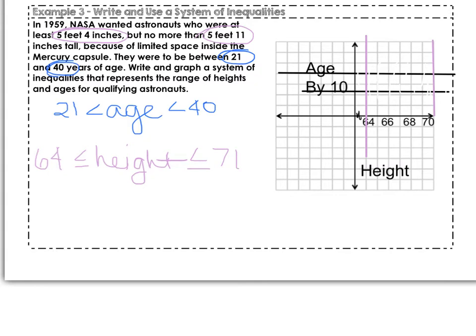All right, so now we're going to have the shaded region between all those things, where I'm height between that and age between that, giving me my little shaded region here. Any astronaut or anybody who wants to be an astronaut just has to fall in those tight little restrictions in order to go inside the capsule.